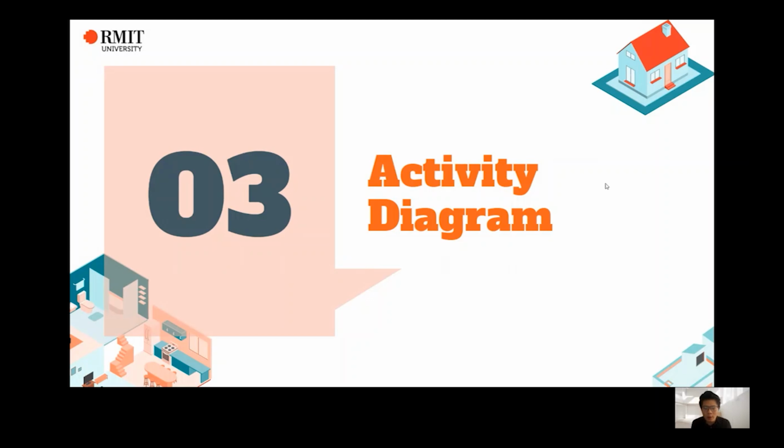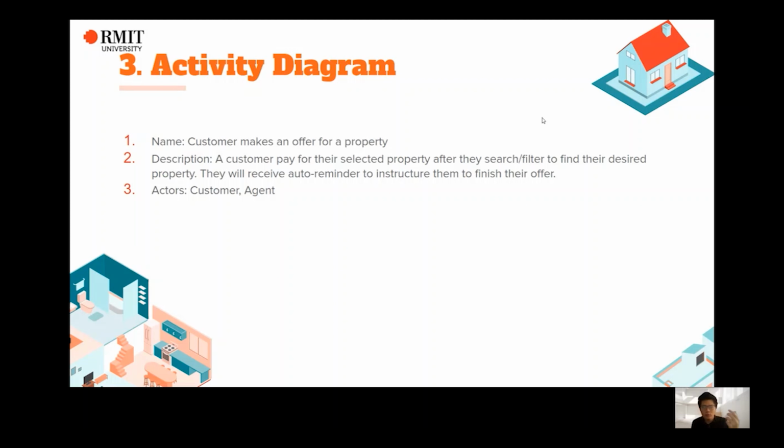This is the activity diagram. At first, I want to talk about the name of this activity diagram, which is customer makes an offer for a property. For more detail, a customer wants to pay for their selected property after they search and filter to find their desired property, and they will receive an auto reminder to guide them to finish the offer on time. And the actors in this activity are customer and agent.